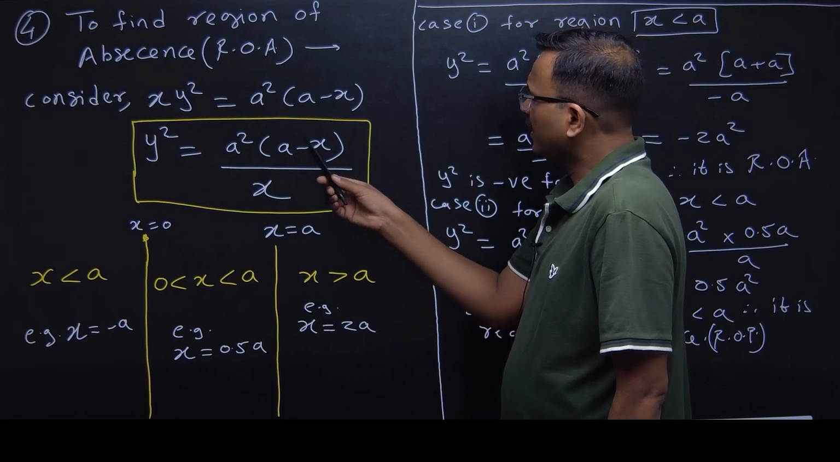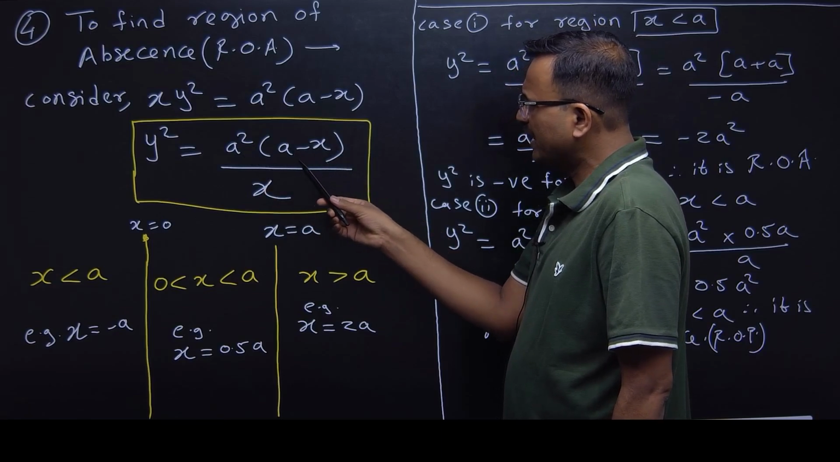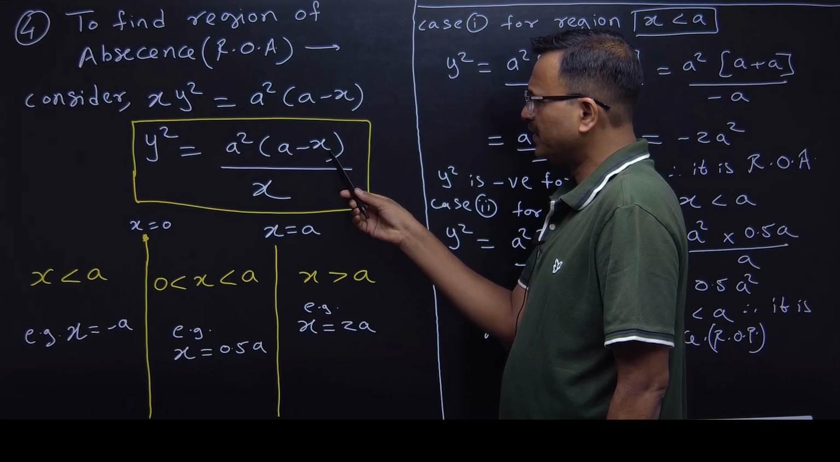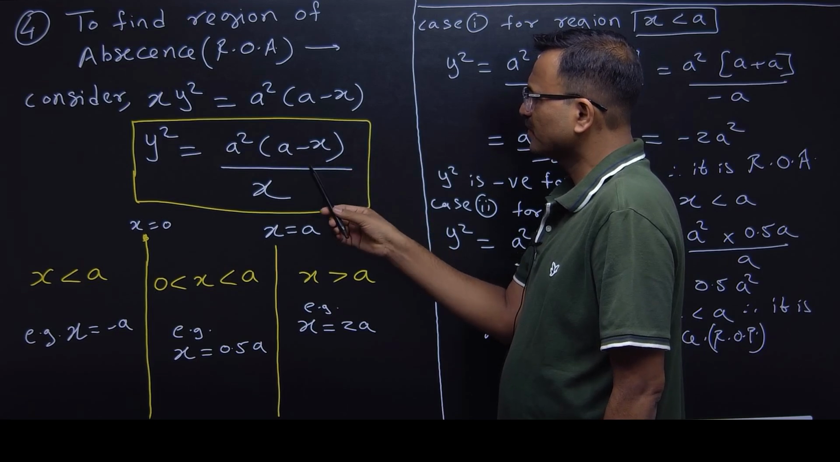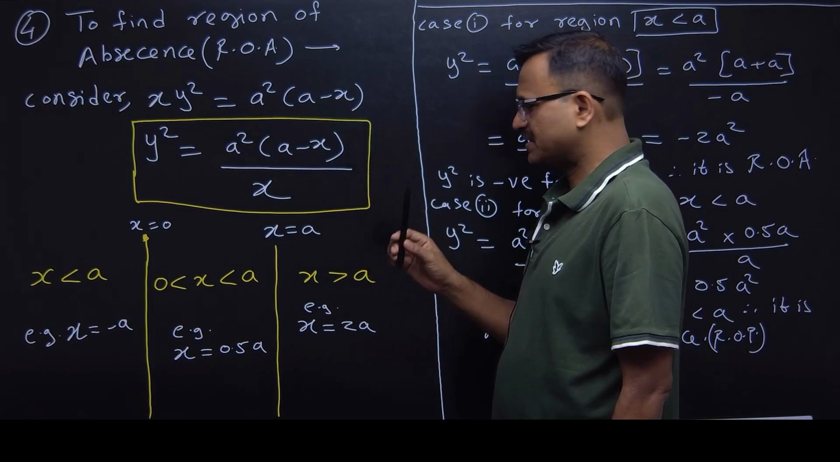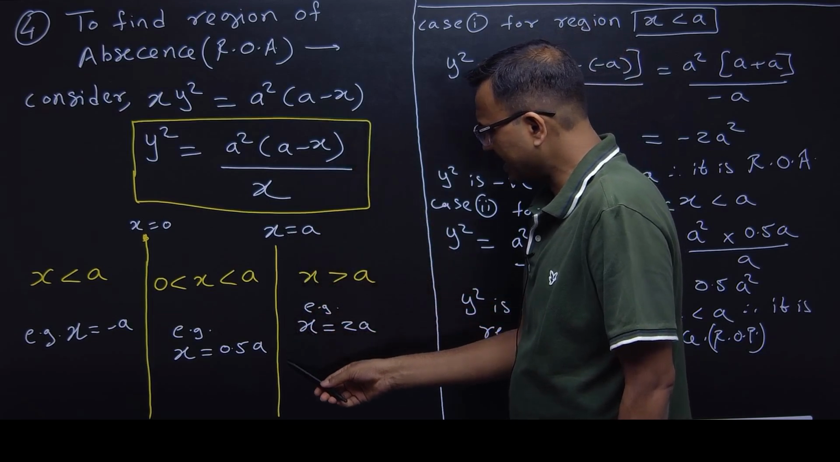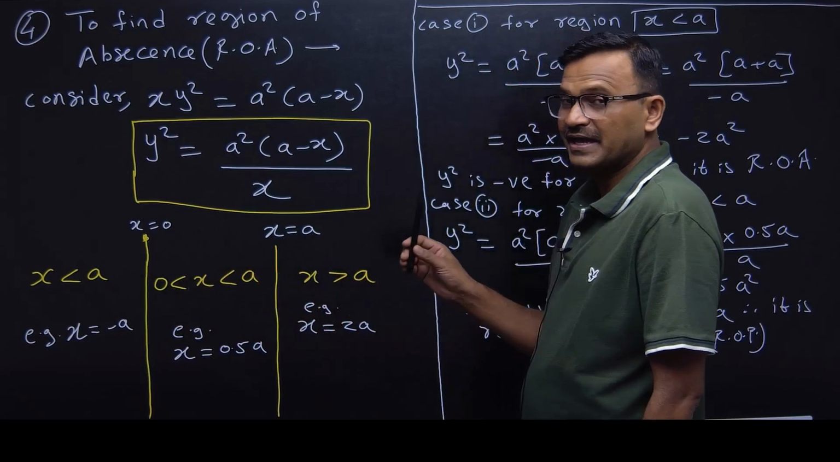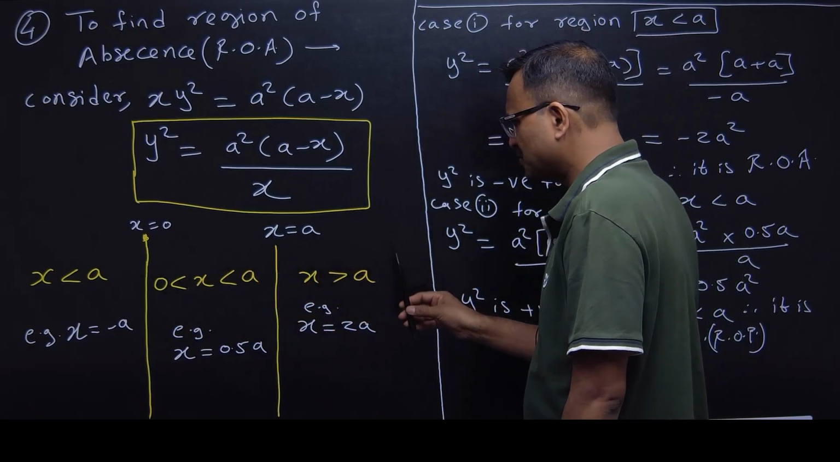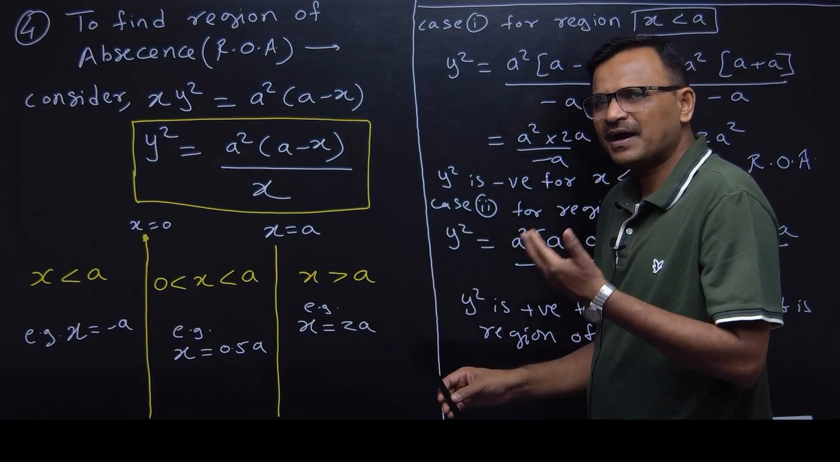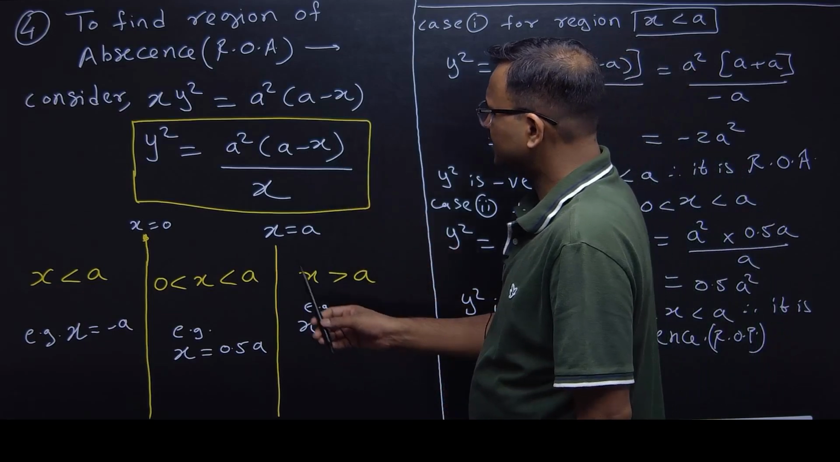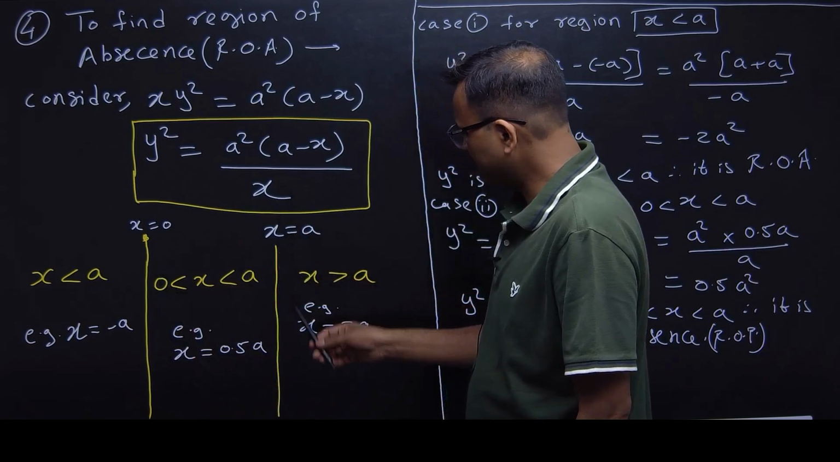Then I can see that the numerator becomes 0 when x is a. If I put x is equal to a, this a minus a becomes 0. The numerator becomes 0 or x is a. So I have drawn this another line x is a, which is a line parallel to x is 0. Remember, x is a, x is 2a, etc. They are lines parallel to x is 0. But here we can see that we have drawn only two lines, x is 0 and x is a.